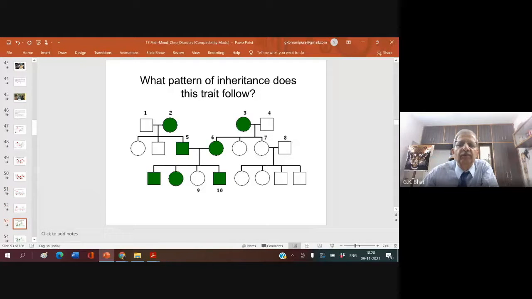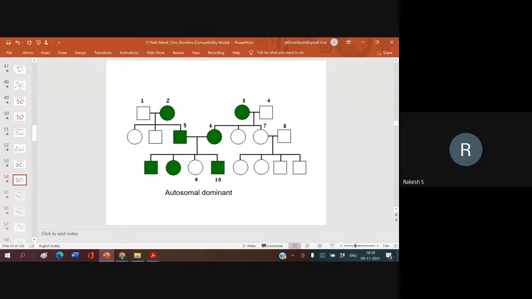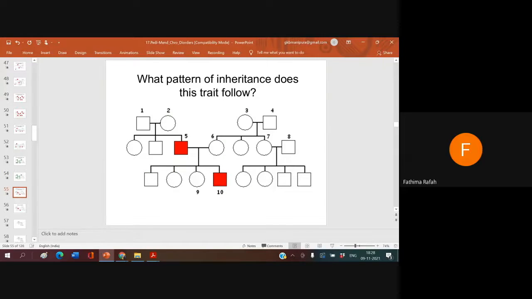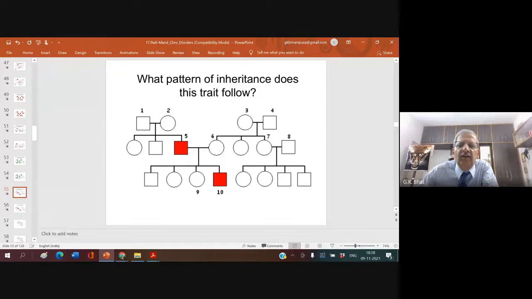Okay, what is this? Quick. What is the inheritance? Autosomal dominant. Autosomal recessive. Is it not a sex-linked recessive?